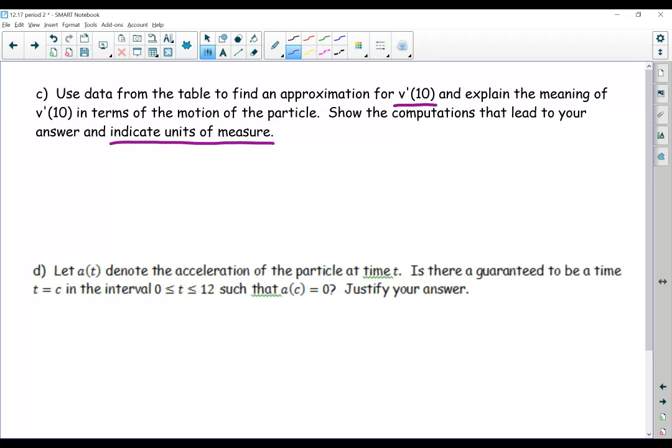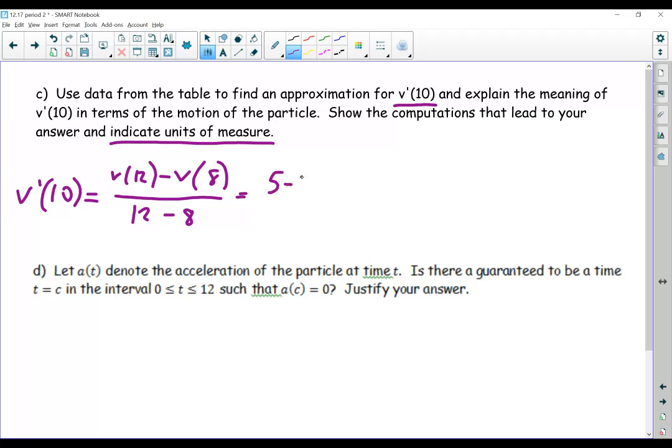So if I want to estimate v prime of t, that would be the derivative of velocity. And since I have a table, all I can do is use an AROC to estimate the IROC. So I'm going to do v of 12 minus v of 8 over 12 minus 8. Now, why did I pick 12 and 8? Because 10 is between 12 and 8. So when I do that, that counts as my computations. Now, if I want to go straight to 5 minus 7 over 4, that would also count as my computations.